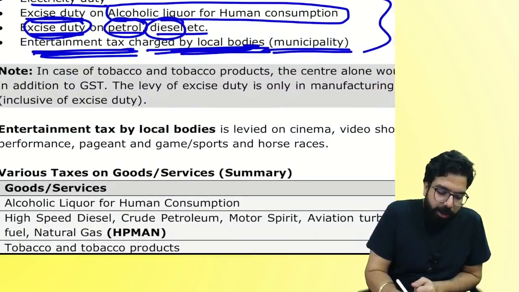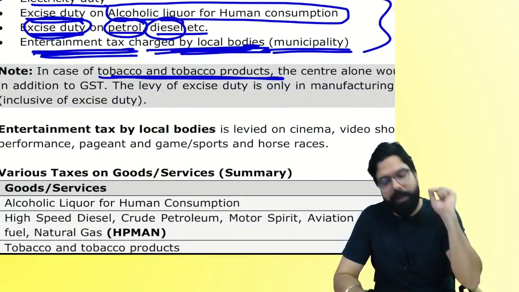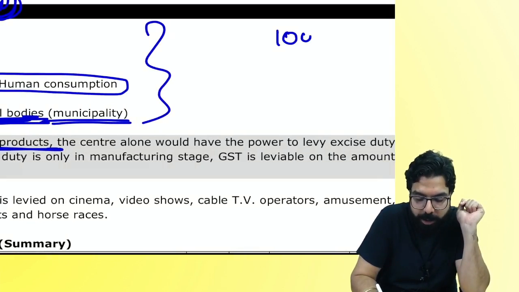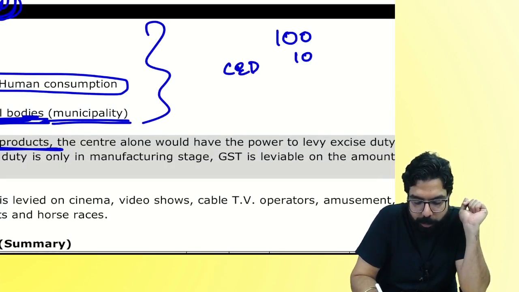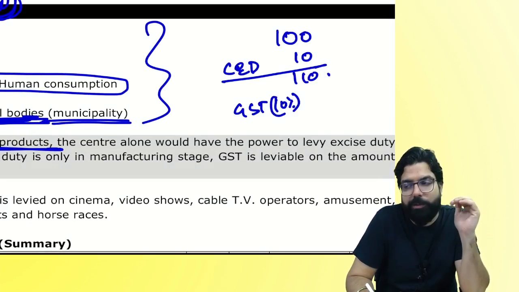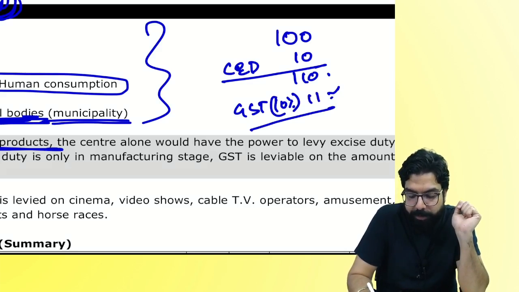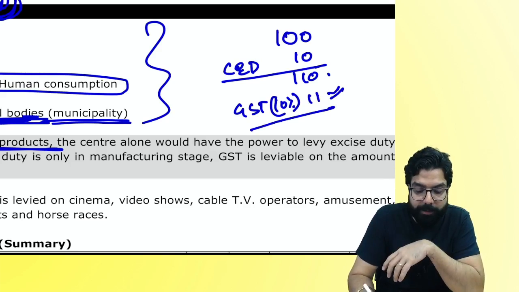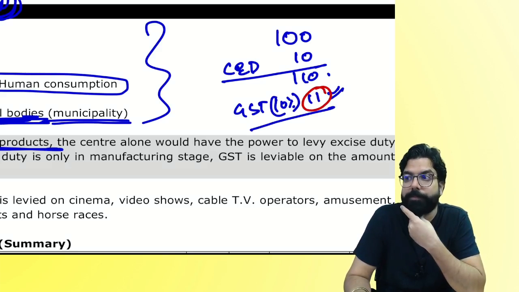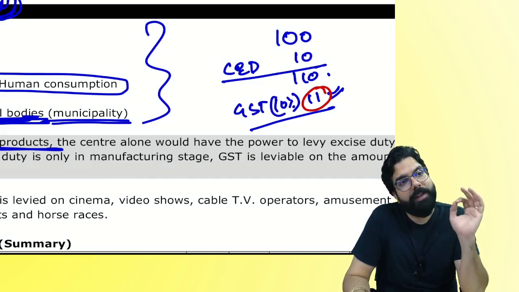tobacco. Tobacco is one product on which, on manufacturing, the central government is charging central excise duty. So for example, on 100 rupees of tobacco, central excise duty of 10 rupees is charged. On that, GST also will be charged. For example, GST is actually 28%, but I am taking 10%. So sir, 11 rupees GST also will be charged. Sir, you are telling us a cascading effect will happen on tobacco. Yes, Baba. Tobacco is the product on which the cascading effect is still happening.